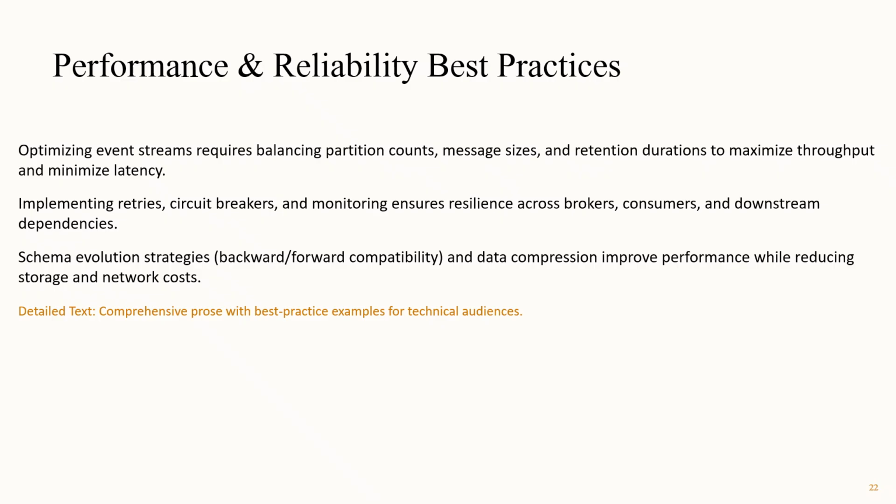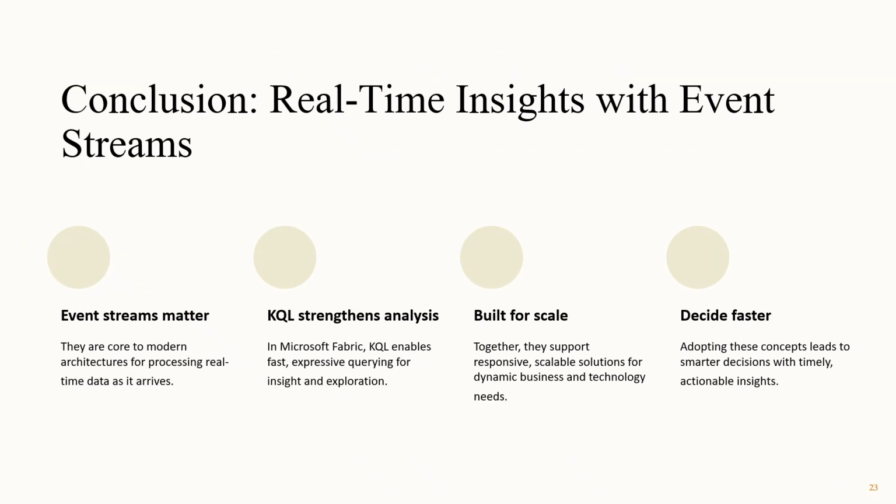So optimizing the event streams requires balancing partitions, message sizes, and retention durations to maximize the throughput and minimize latency. Implementing retries, circuit breakers, and monitoring ensures resilience. Additionally, schema evolution strategies and data compression enhance the performance and reduce the storage cost.